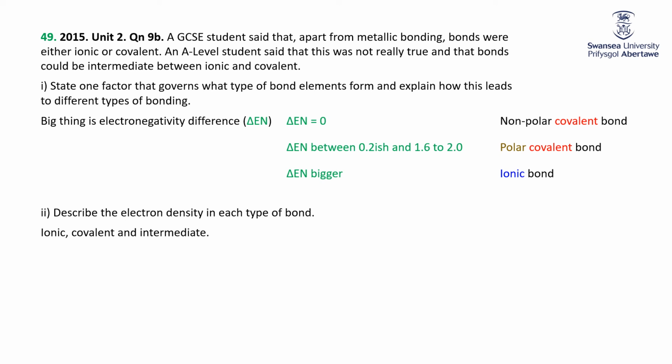Describe the electron density in each type of bond: ionic, covalent, and intermediate. Well, perfect covalent bond is perfect sharing. So here is a perfectly symmetrical electron cloud being shared by X and Y. Intermediate, Y starts to suck the electrons a bit more, so it is an asymmetric cloud. And ionic, Y has completely sucked all the electrons to itself, so X would be the cation, Y would be the anion here.